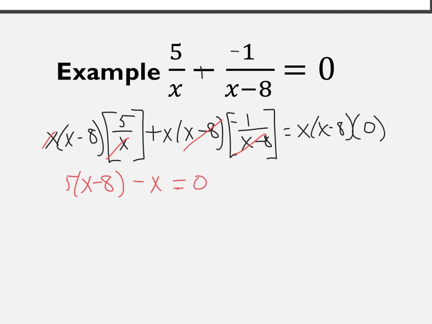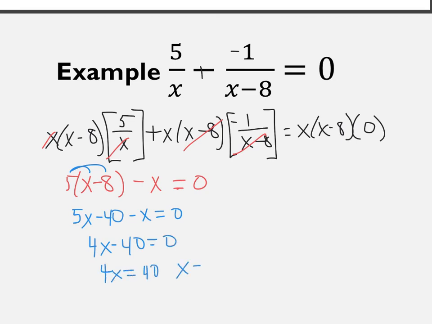Okay, so now it becomes relatively simple for us to solve. When we distribute the 5 through the x minus 8, we will have 5x minus 40 minus x equals 0, or 4x minus 40 equals 0. 4x would equal 40, and x would equal 10. Okay, and even if you were to put 10 in either denominator, you're not going to get an extraneous solution or 0, so we are good.